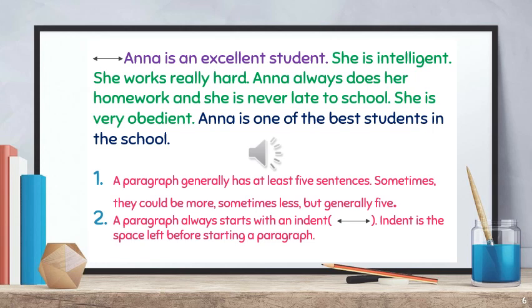So when we look at a paragraph, a paragraph generally has at least 5 sentences. Sometimes it could be more, sometimes less, but generally it has at least 5 sentences. You should think of at least 5 detailed sentences. The first one is the topic sentence. You can include 4 to 5 detailed sentences and then write a conclusion sentence. It generally has at least 5.